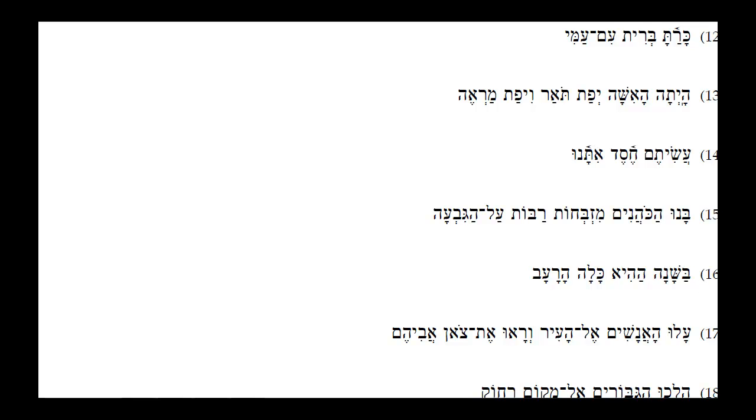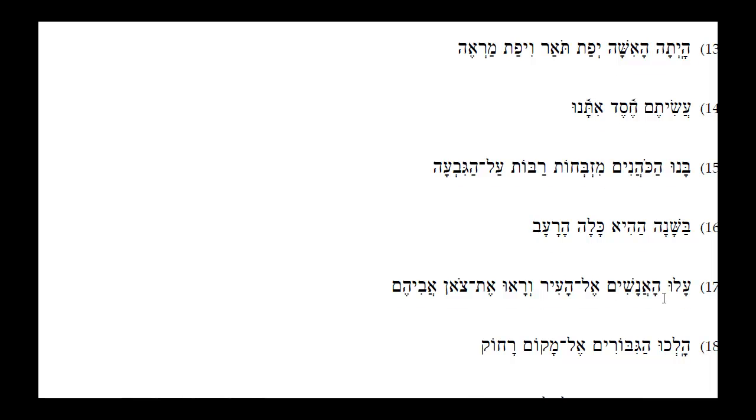Okay, let's go to number 17 here. Number 17 is Alu ha'anashim el ha'ir vera'u et tson avihem. The men went up to the city, and they saw the flock of their father. Alu is, again, you have to think it's either a biconsonantal or a third hey, and it's definitely a third hey because the accent is on the end over here. Remember the biconsonantals, which we'll get into next session, the accent is normally on the first syllable.